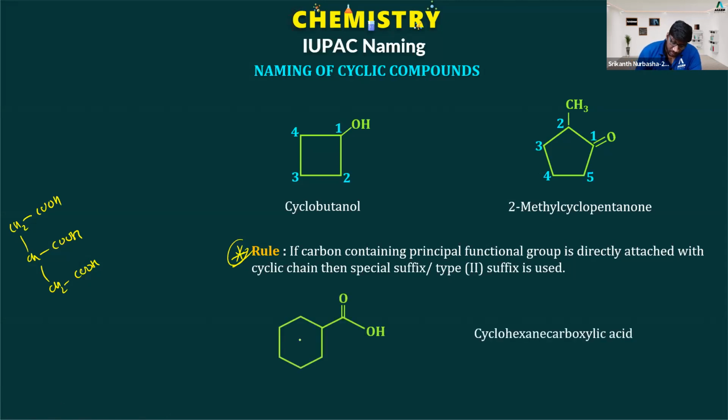What is the name of this compound? Cyclohexane connected with C double bond OH. Here you are going to write cyclohexane carboxylic acid. You will not write cyclohexanoic acid. Special suffix is used. Cyclohexane carboxylic acid, that is, type 2 suffix is used, not the type 1 suffix, whenever the carbon containing the principal functional group is directly attached to the cyclic group. All right.